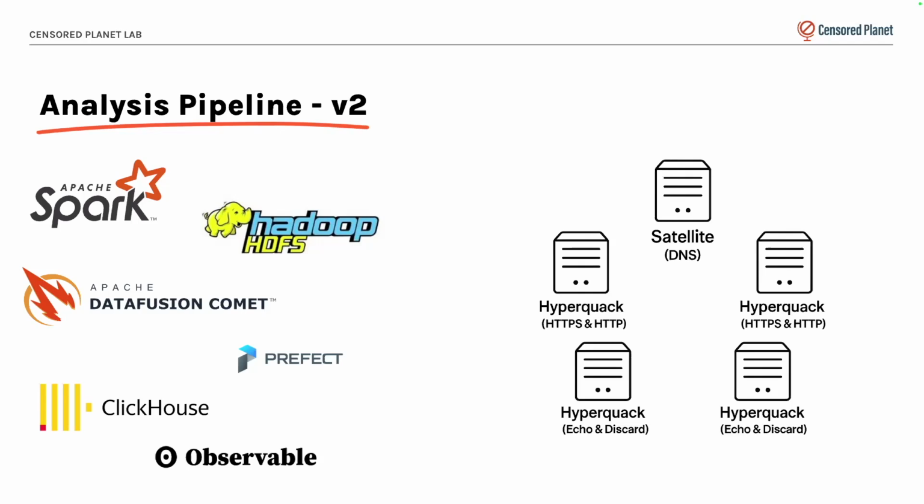Additionally, we used Data Fusion Comet, which is an accelerator for Spark that boosts the performance of the Spark framework. We then used Prefect for orchestrating all of our data processing runs, and ultimately decided to use ClickHouse as our replacement for BigQuery and Observable as our framework for the new dashboard, which we'll get to in a second.